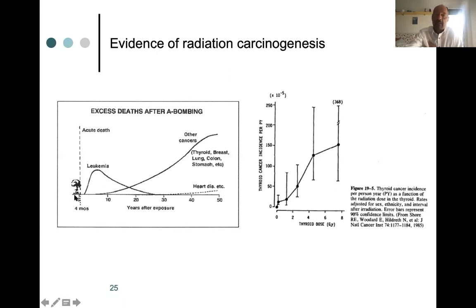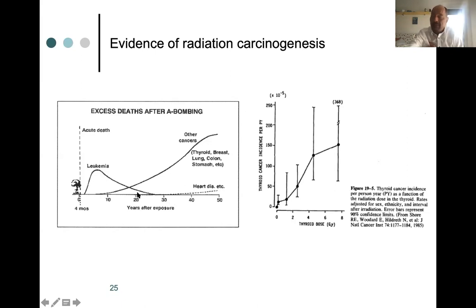Leukemia is relatively small. There was a peak of leukemia within 5 years from the bomb, and then this decreased. There is a long latency of something like 10, 20 years for solid cancers.